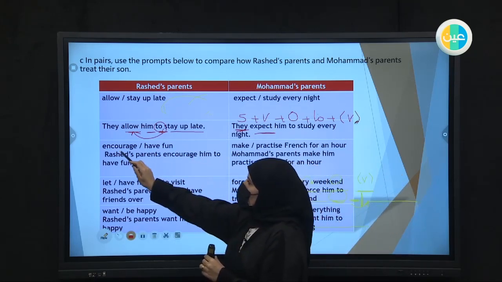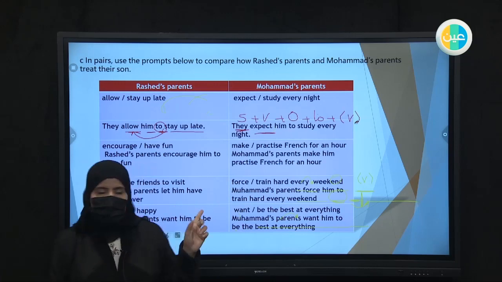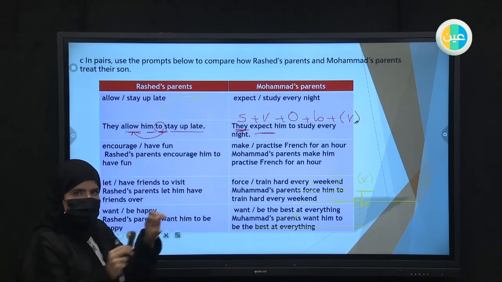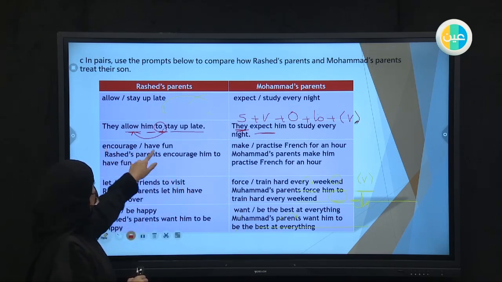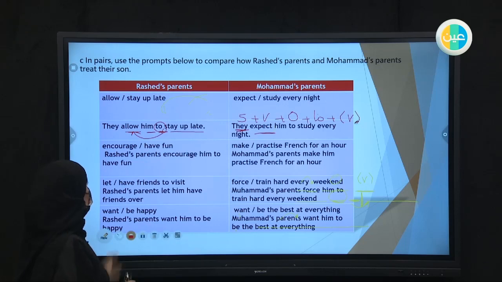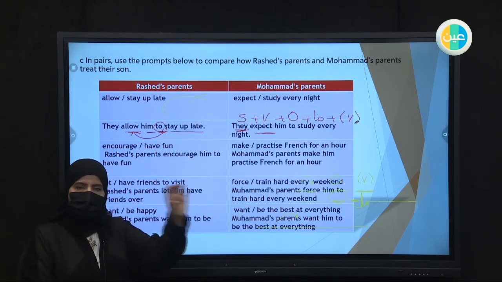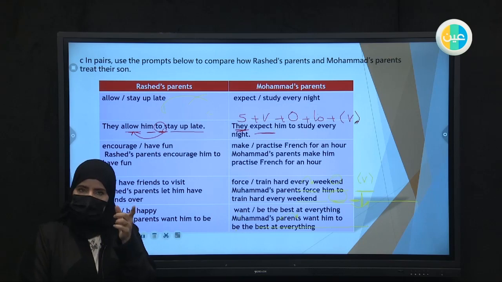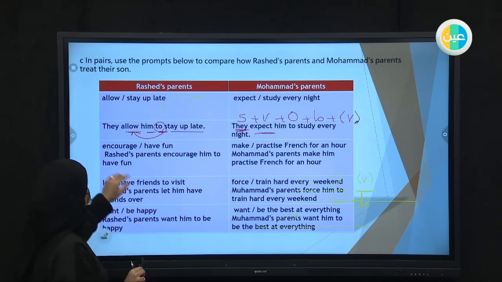Look at the next one here. Encourage, have fun. Imagine that your teacher asks you to write a complete sentence with these two parts. I know the rule says that when encourage comes in a sentence, I have to follow a specific formulation: subject, the verb encourage, object, to, the base form. It's super easy, super easy. So you can do it.